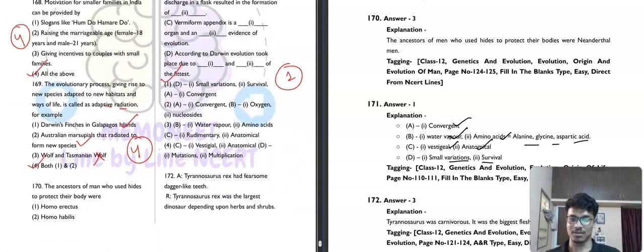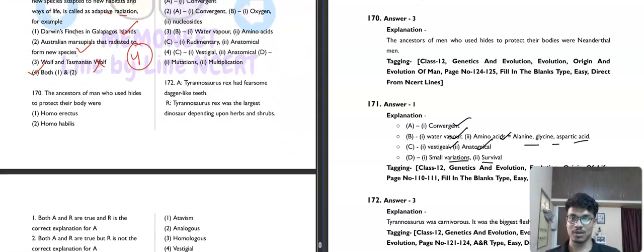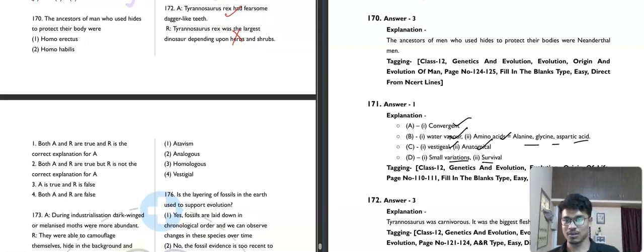Then question number 172. It is saying that Tyrannosaurus rex, T-Rex, had fearsome dagger-like teeth, correct? T-Rex was the largest dinosaur depending upon herbs and shrubs. No, these are the biggest flesh-eating dinosaurs. So third option, assertion is correct but reason is not, will be the correct answer.